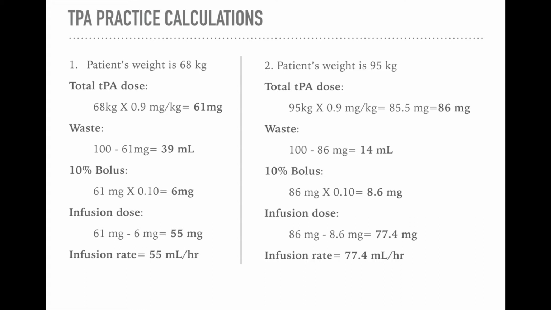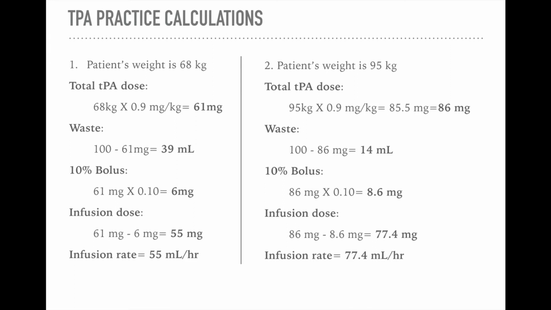Here are a couple TPA practice calculations. The first one is we have a patient who weighs 68 kilograms. To get the total TPA dose, we're going to take their weight times 0.9, giving us 61 milligrams. We'll need to next waste the amount we don't need out of the vial. So we have 100 minus 61 equals 39 mLs.